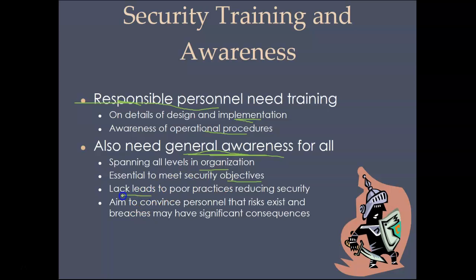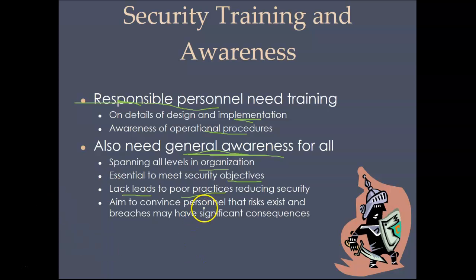If we don't do it, then we will have poor practices that reduce security. For example, if we enhance password security but don't teach people, they will not know the importance of password security. So maybe they will share their passwords. If we don't educate them, then poor practices will be seen.